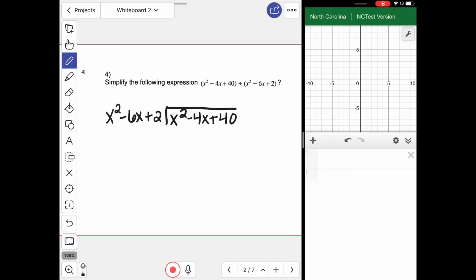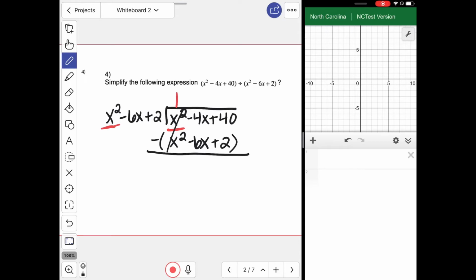All right, so we got to figure out, what do I need to multiply x squared by to give me x squared? Well, pretty simple. I'd multiply that by 1. So when I distribute that out, that's going to give me x squared. 1 times negative 6 is going to be negative 6x, and 1 times 2 is going to be plus 2.